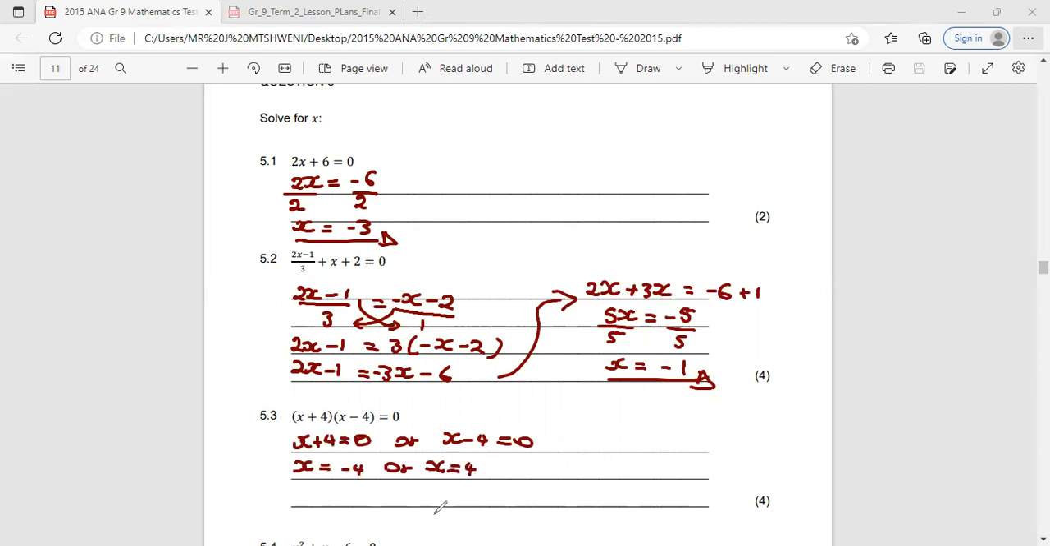This is the final answer, only if they have given you equals 0, or it has been equated to 0. This is how you do it. I hope it will make sense.